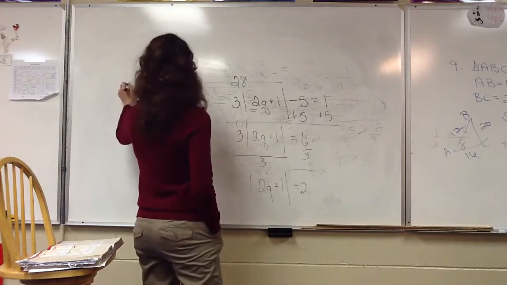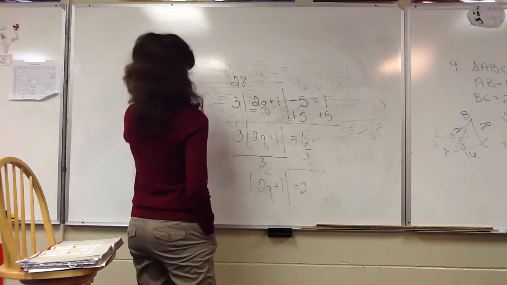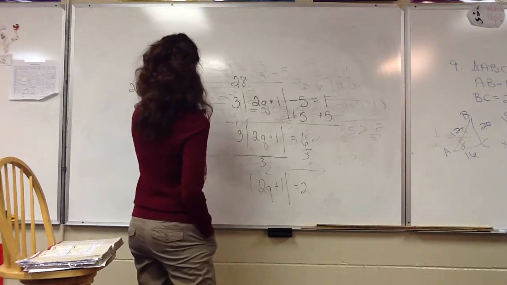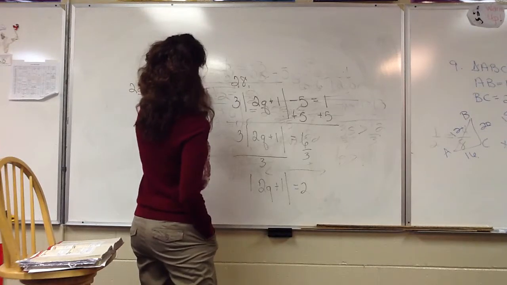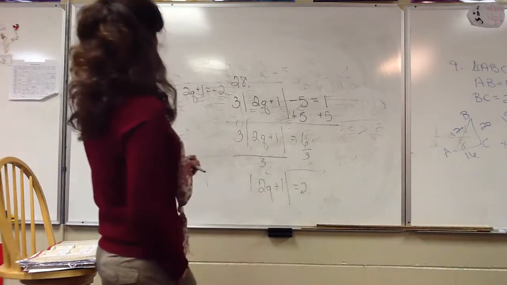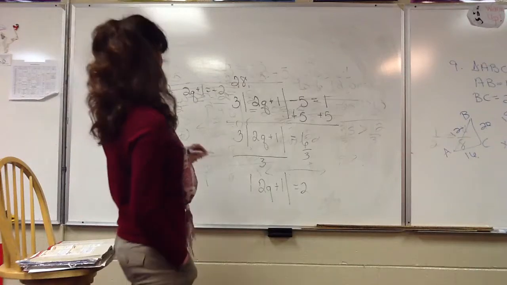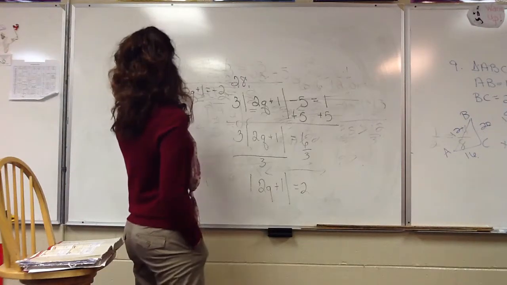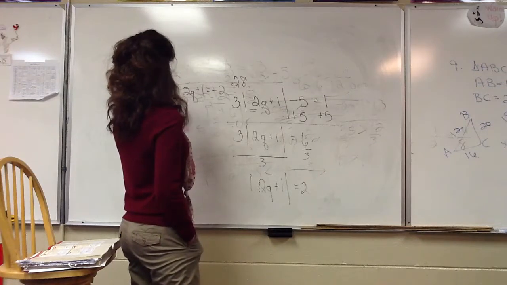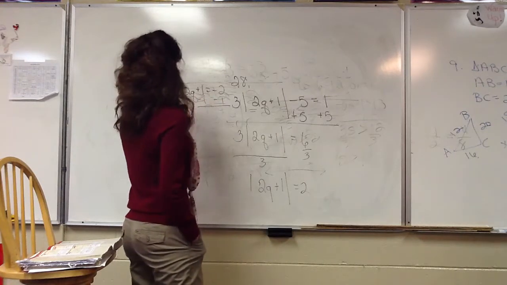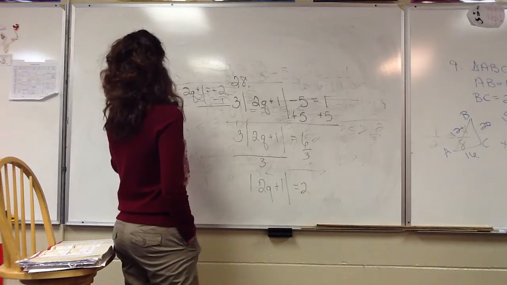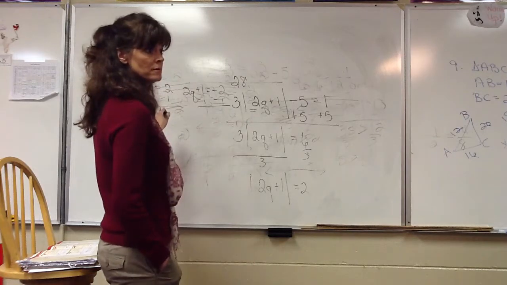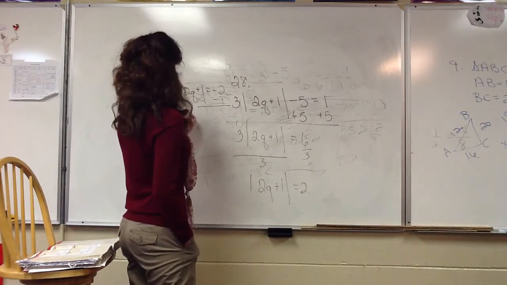2q plus 1 equals 2, and 2q plus 1 equals -2. All right, now let's finish solving it. Let's see. So you subtract 1 from both sides. Okay, so 2q equals what? 1. And 2q equals -3.